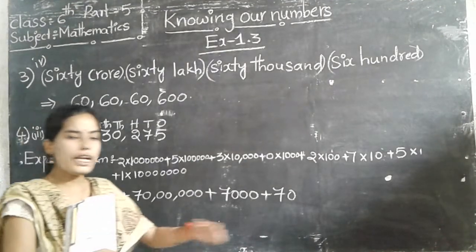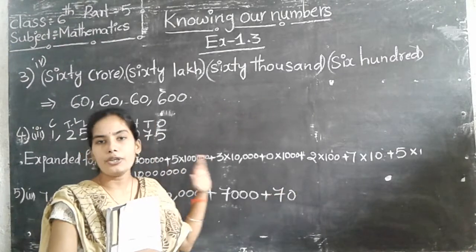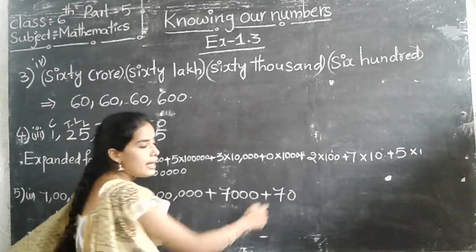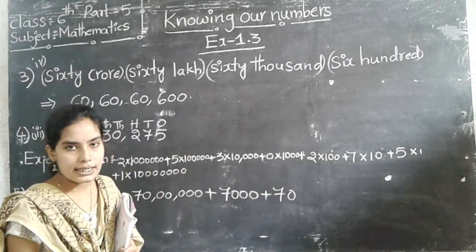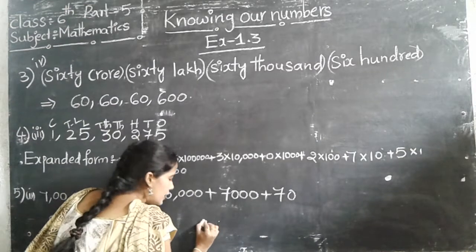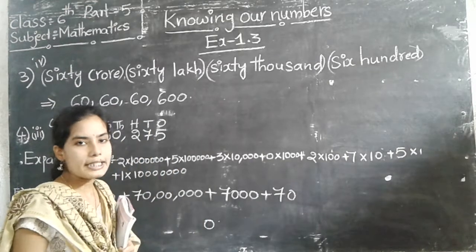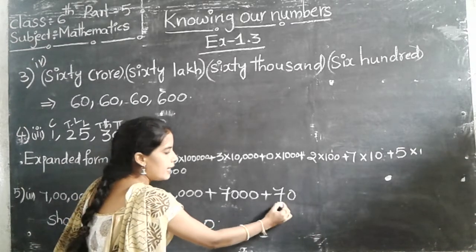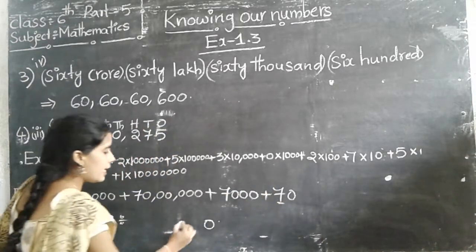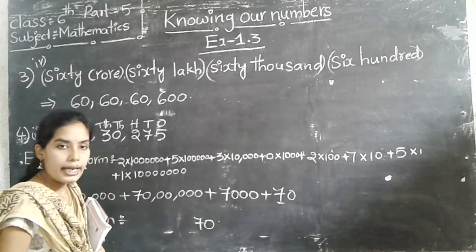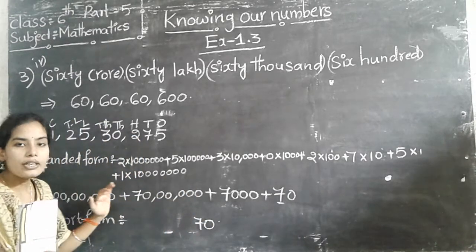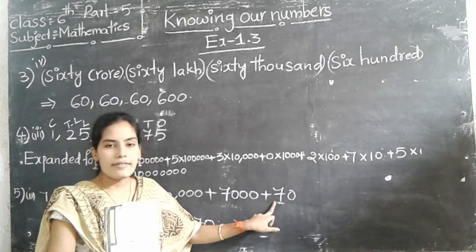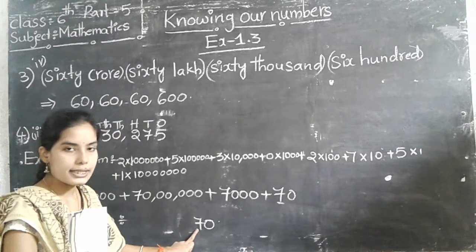So we have to check according to its place values from right to left. Okay, in this case, is the ones place there? No. So instead of the ones place, we keep zero in the ones place. Next, the tens. Yes, in the tens place the value is 7. In short form we have to write according to its face value. So the face value of 7 is 7.